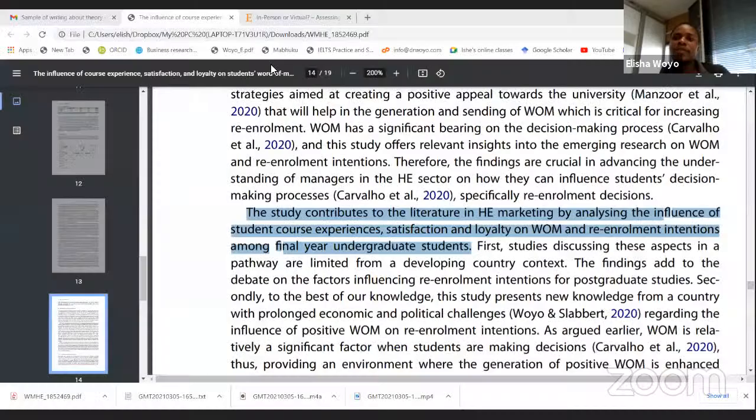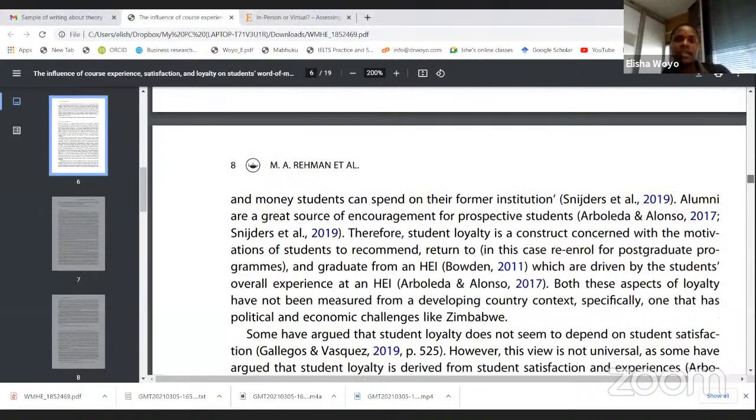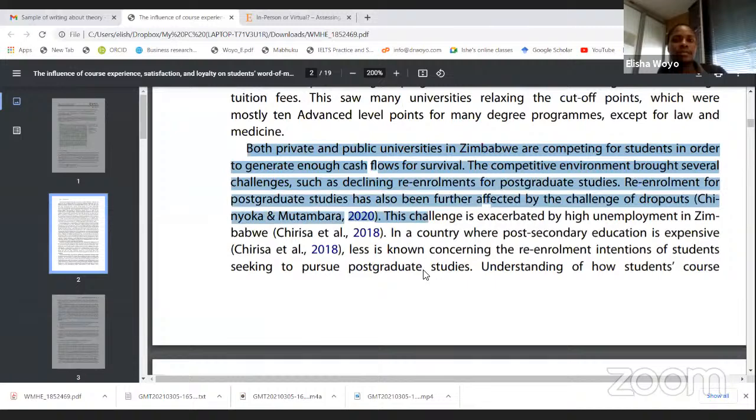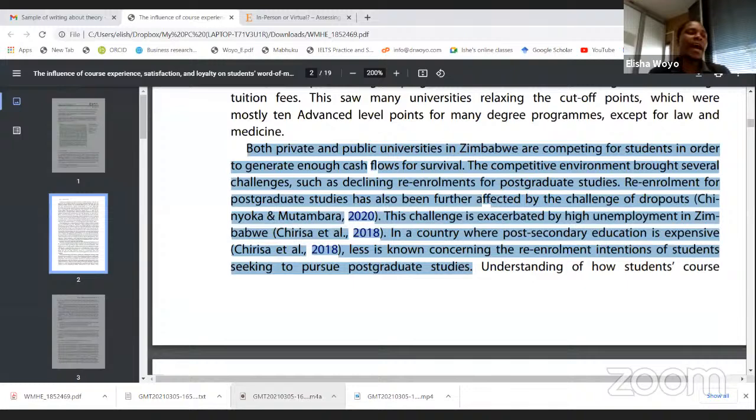Let me go to those sections. Right. So I think you remember what we said about this. Here in this paragraph, I am just demonstrating background issues, what has been covered and what has not been covered. And I don't go beyond criticizing what other people have done. All I'm trying to do in a background section is to show what research has done and what research has perhaps not done.